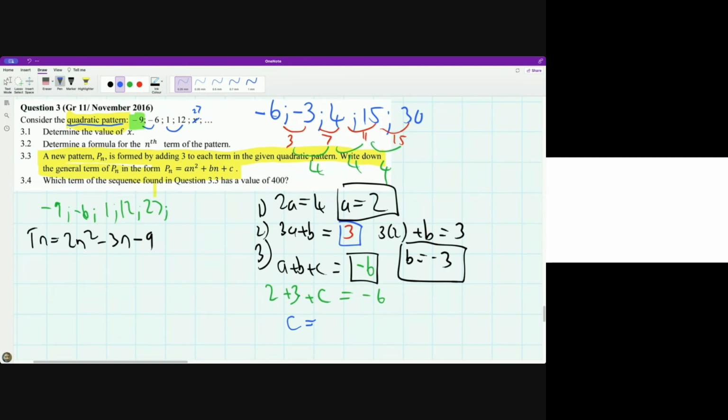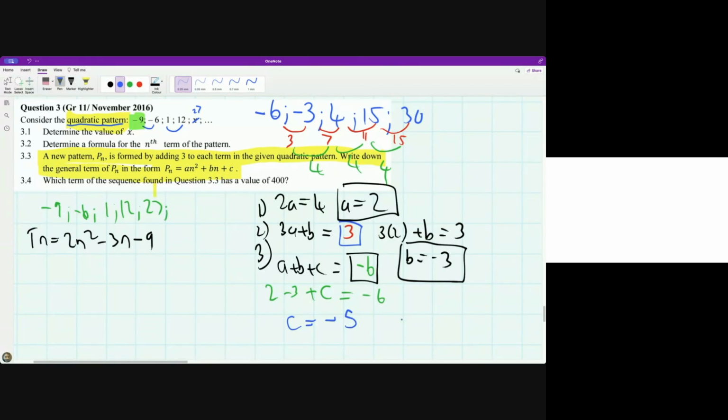Well, 2 plus 3 is 5. Take it to the other side, and I get, what do I get? Let's just make sure I've got this right. This should be minus 3. Hold on, I was getting a bit excited there. 2 minus 3 plus c, which means that's minus 1, which means it becomes plus 1. So c is minus 5.